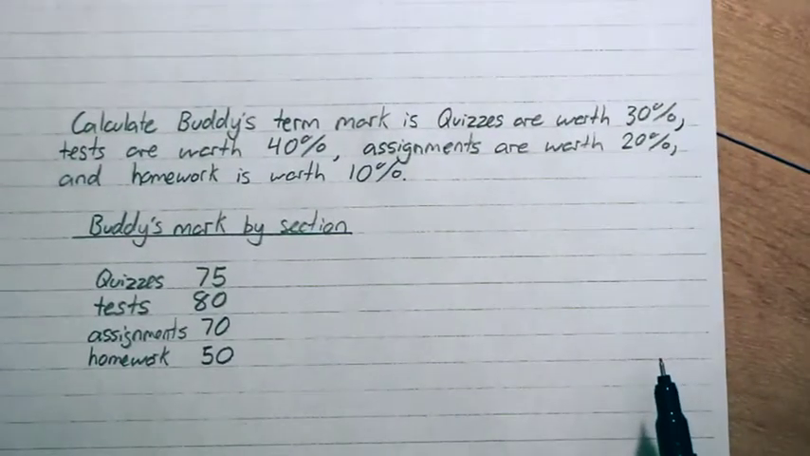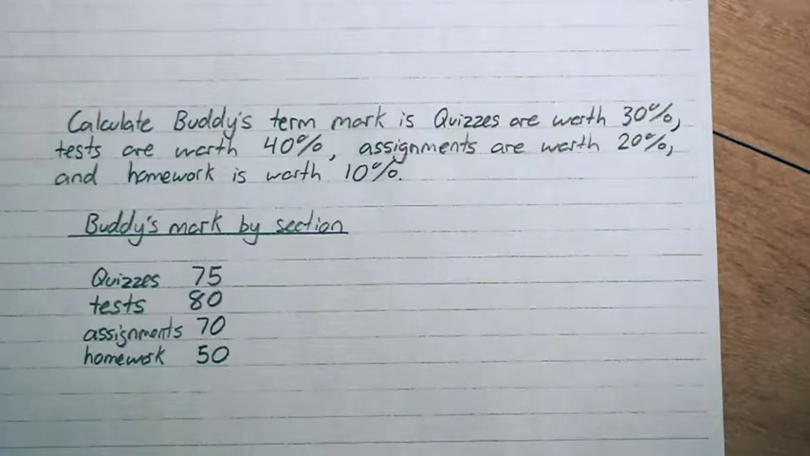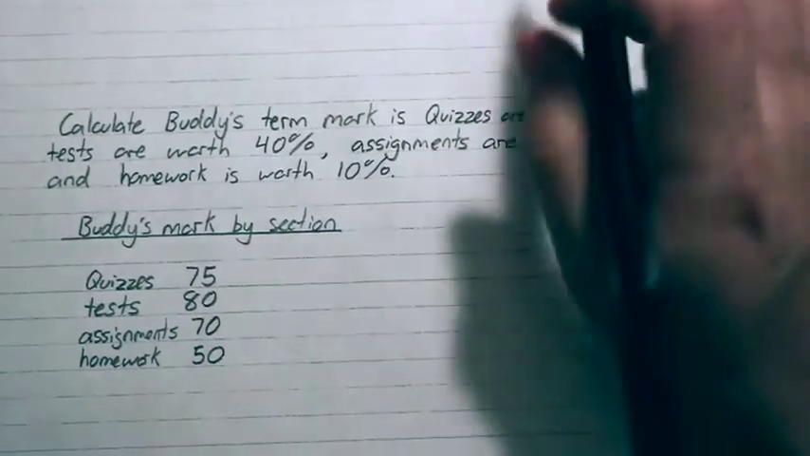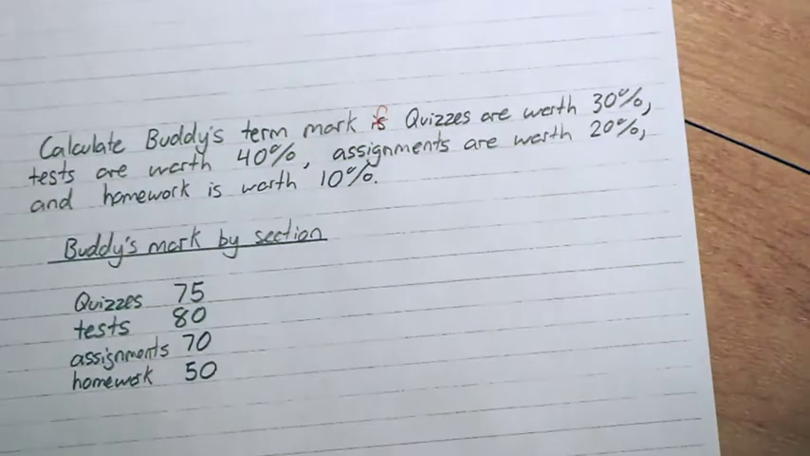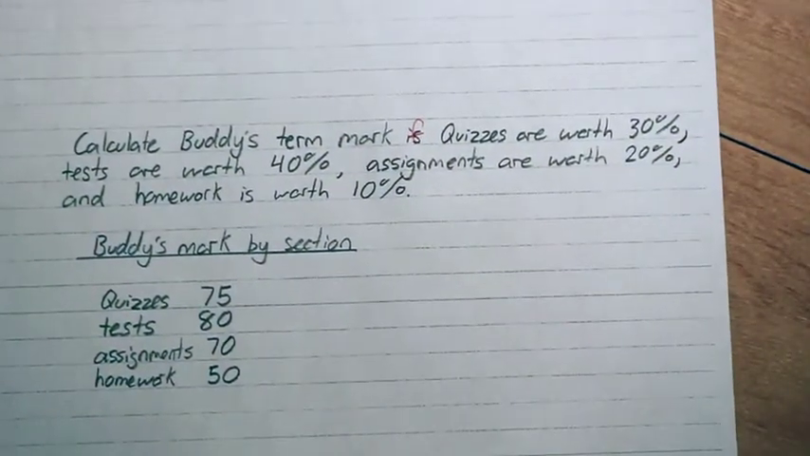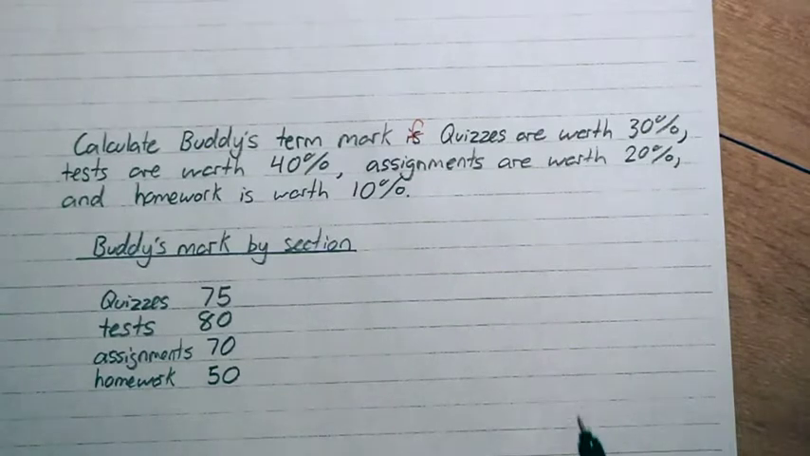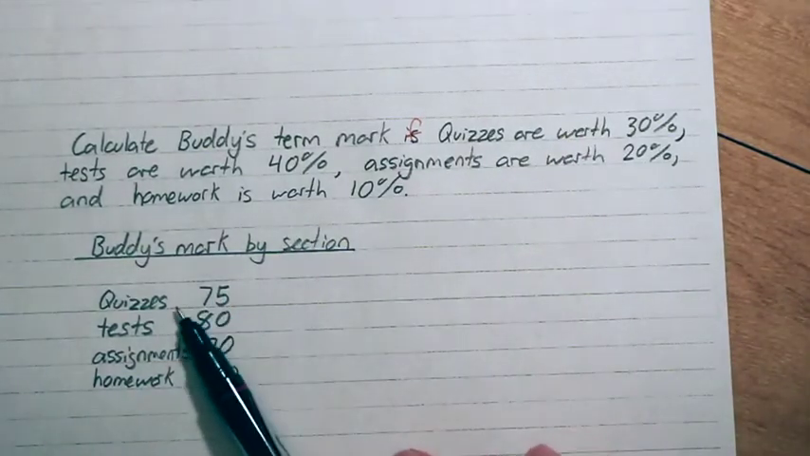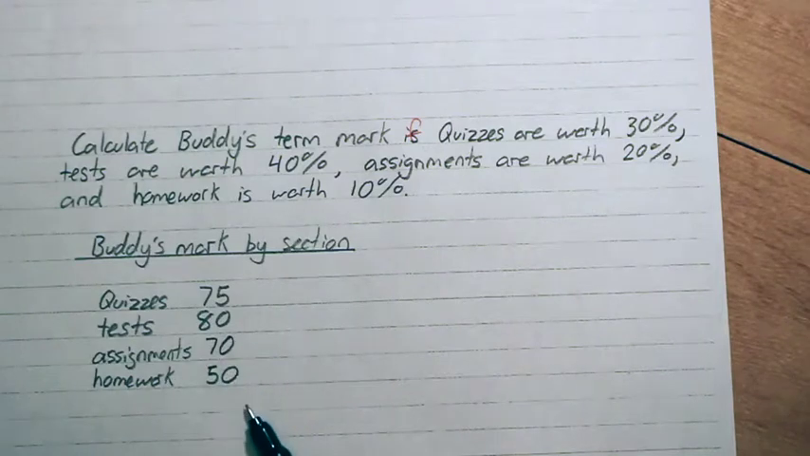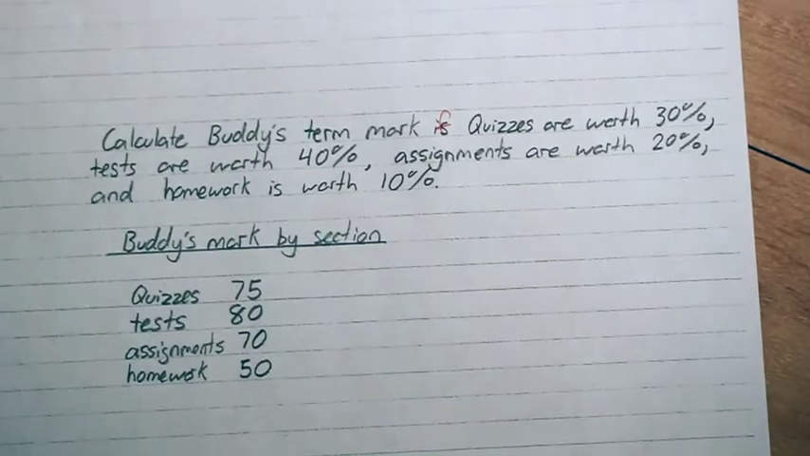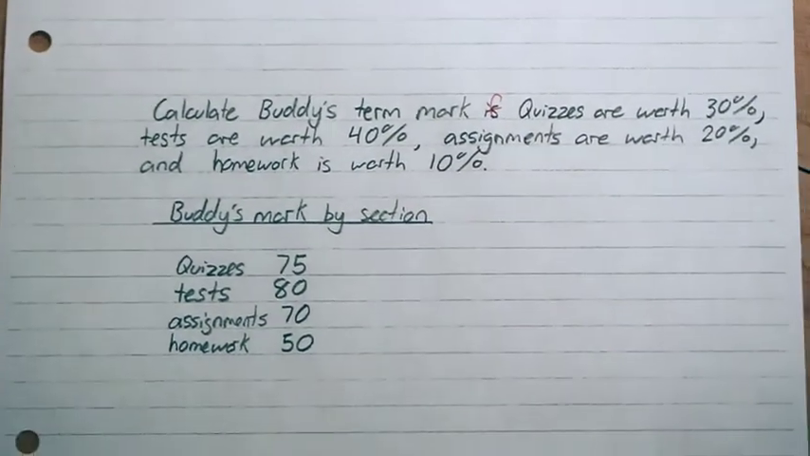Let's do an example. We're going to calculate Buddy's term mark if quizzes are worth 30%, tests are worth 40%, assignments 20%, and homework is worth 10%. So for each of these, we found his average for quizzes, his average for tests, assignments, and homework. But all of these are worth different amounts. So, pause the video now and find out Buddy's final mark. I'll give you a minute to do that. Pause the video now if you haven't done it.